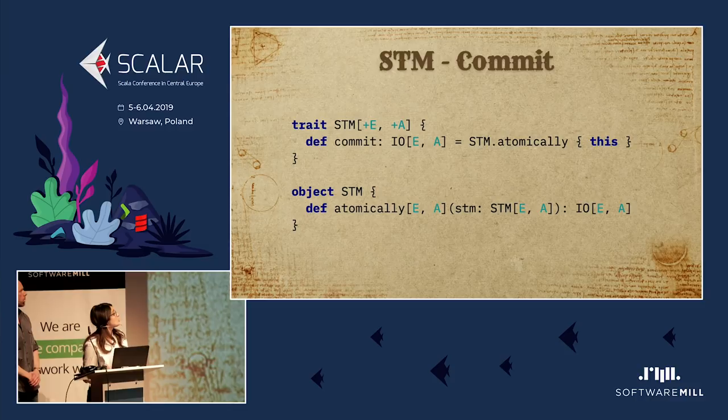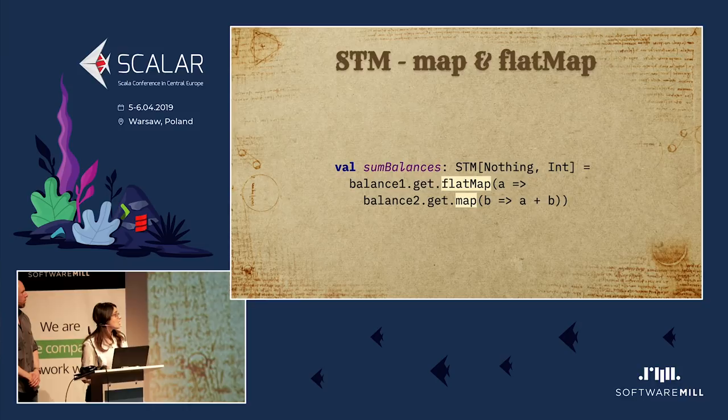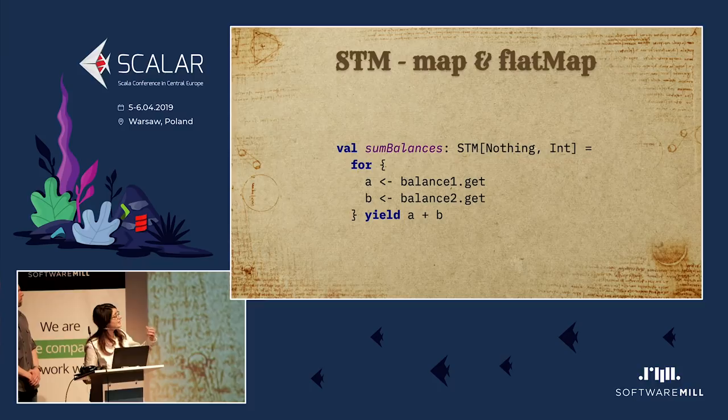To commit a transaction, you can call atomically on the companion object of STM, or you can call commit on every STM transaction. Using succeed, we can create a successful transaction with a specified value. And using map and flatMap, we can transform and chain transactions together. And thanks to flatMap and map, we can build our transactions using for comprehension.